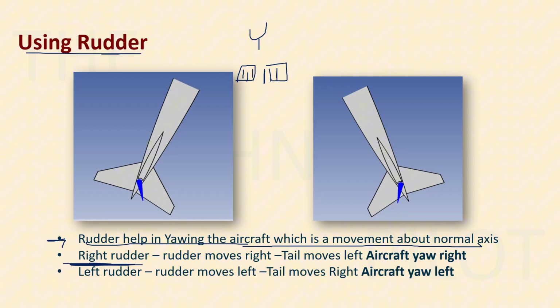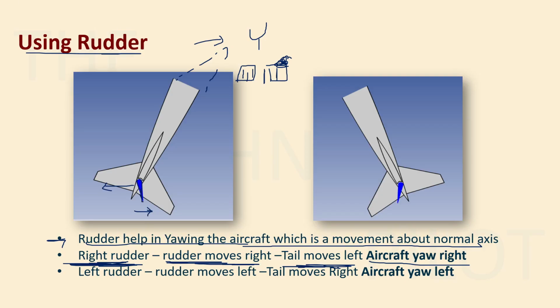If you press the right rudder, the rudder moves to the right. Again, in the exact sense: if you press this particular rudder, the surface itself will move to the right hand side, and the tail of the aircraft moves to the left. As you can see in this case, the tail has moved to the left hand side and the aircraft has yawed to the right. If you draw the aircraft completely, you can see that it has yawed to the right hand side.